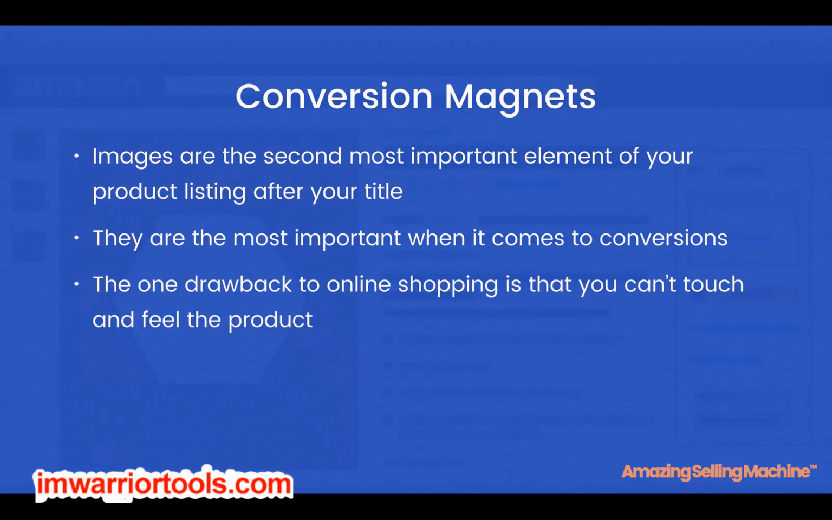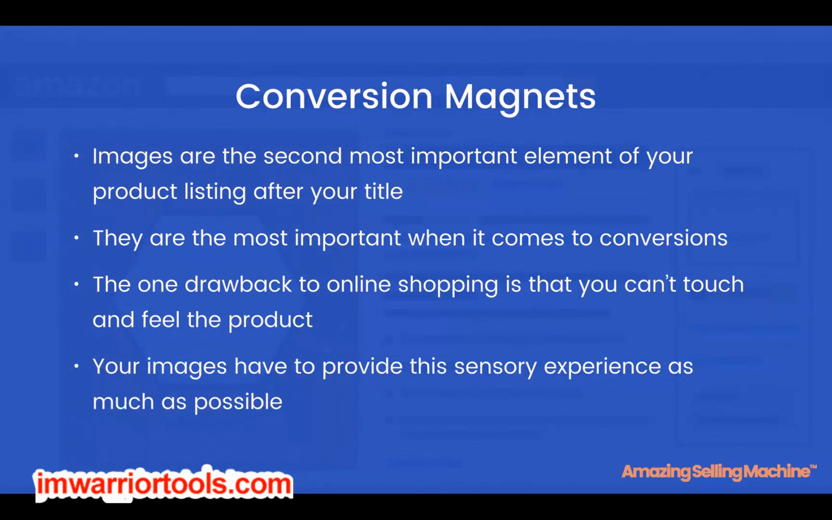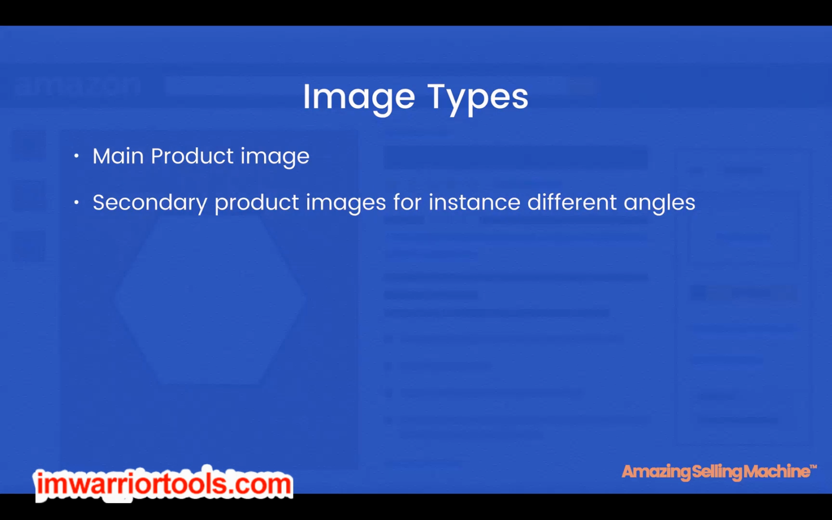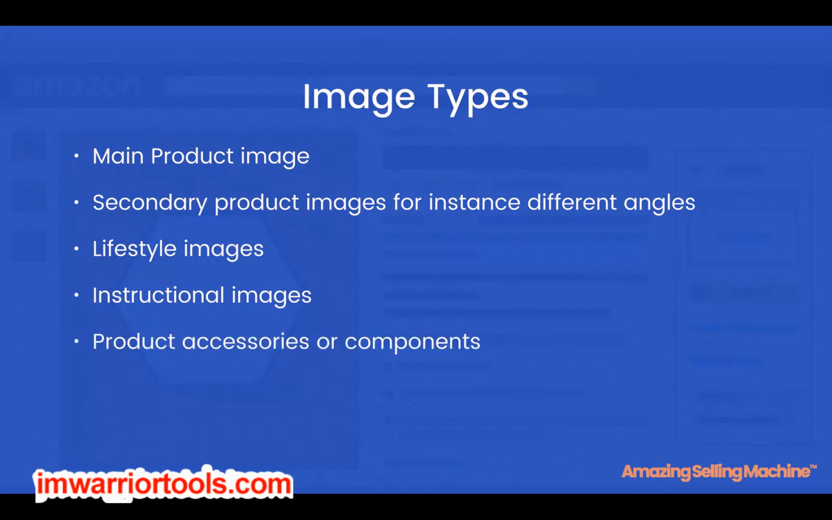The one drawback to online shopping is that you can't touch and feel the product. Your images have to provide this sensory experience as much as possible. So what types of image can we use? Well, the first one is the main product image, and this is the image that potential customers will see on Amazon search pages. Then you have secondary product images, for instance, different angles. Then you can have lifestyle images, which basically show the product being used, and instructional images, if your product needs instructions. And you can also have product accessories or components.